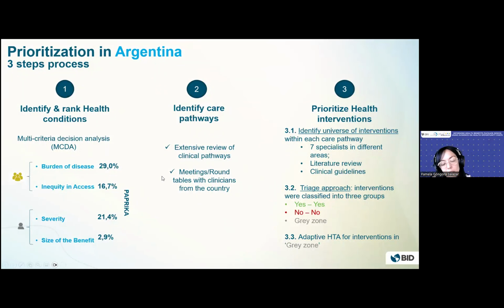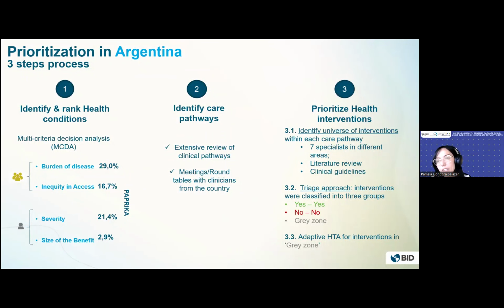There are many methodological approaches that can be used. Here we used a pairwise comparison called Paprika to set the relative weights for the 4 criteria. Once we had ranked the health conditions, we identified the care pathways that I showed you before. This was done based on an extensive review of clinical pathways and meetings and roundtables with clinicians from the country. And then we prioritized health interventions following basically 3 steps.